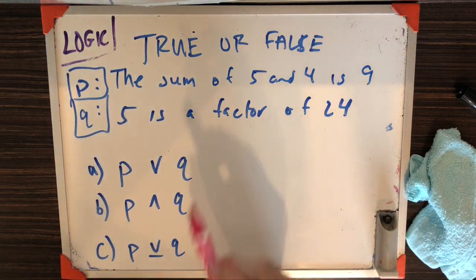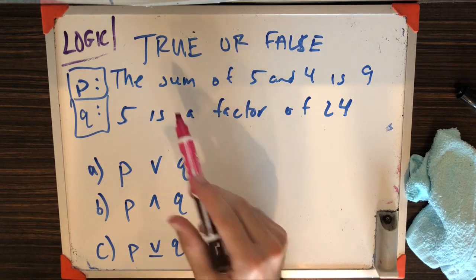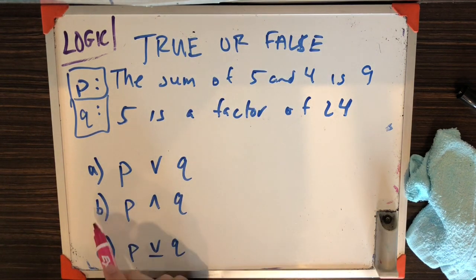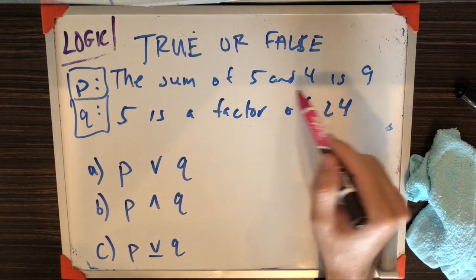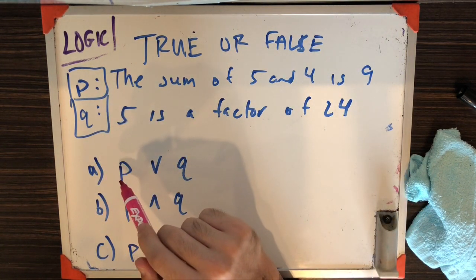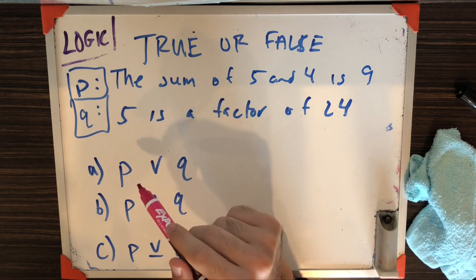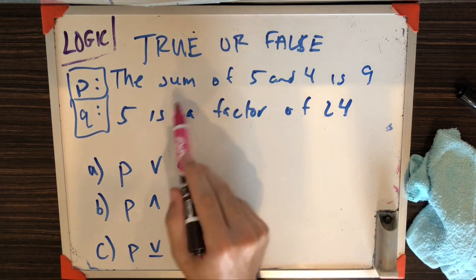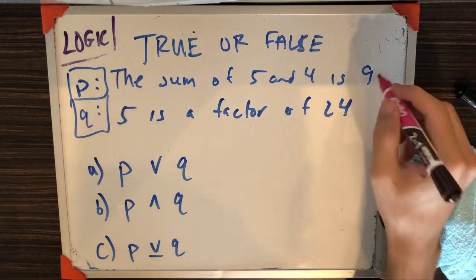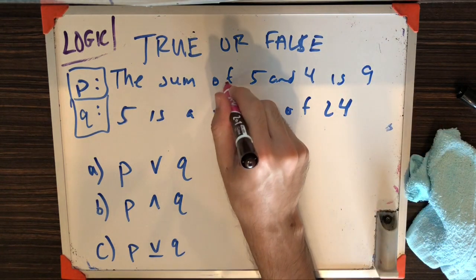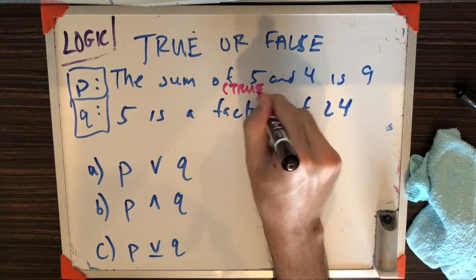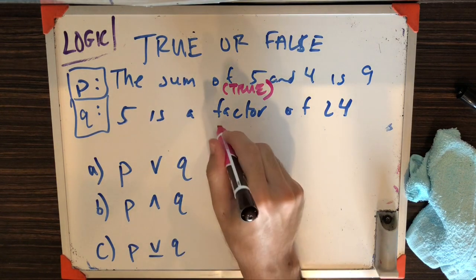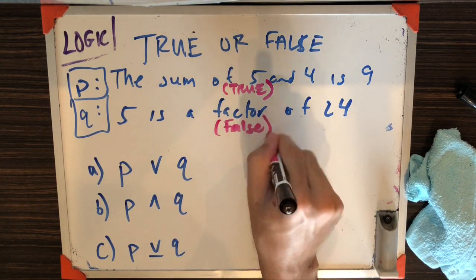All right, next question. For number 2, again, we're stating whether this A, B, or C is true or false. We've got to figure out whether P or Q are true or false in those cases as well. The sum of 5 and 4 is 9. So that's true. 5 is a factor of 24. Well, that's obviously false, right?